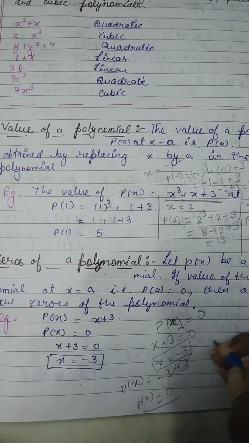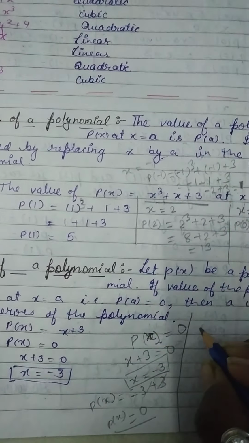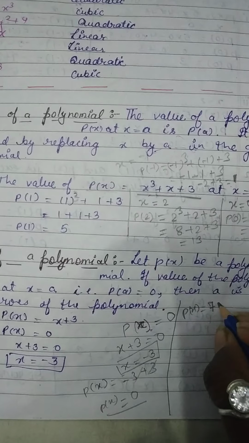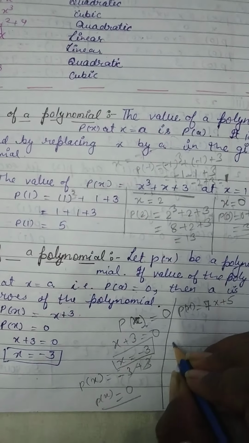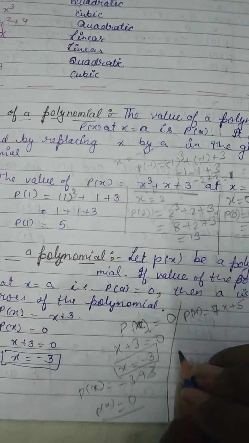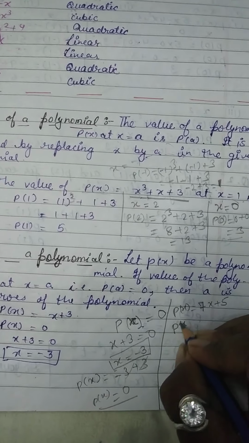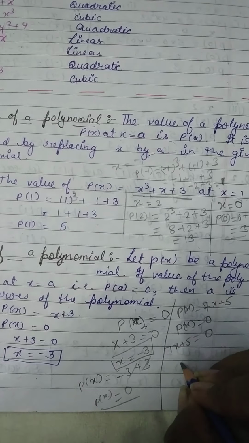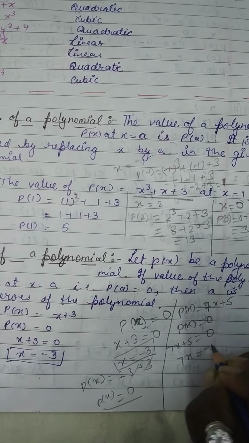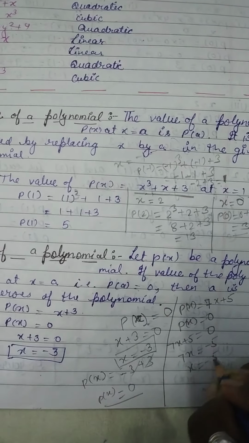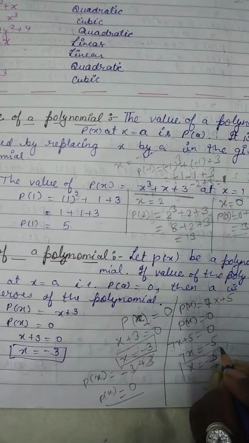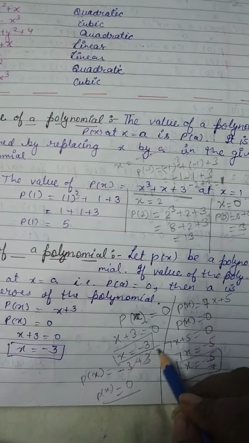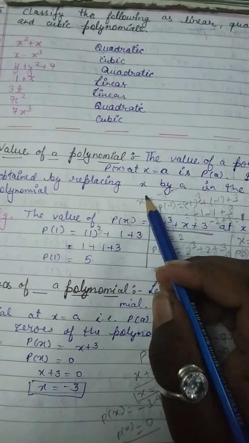Okay. Another example, if p(x) is equal to 7x plus 5, what is the zero of this polynomial? P(x) is equal to 0, 7x plus 5 is equal to 0, 7x is equal to minus 5, x is equal to minus 5 upon 7. This is the zero of the polynomial.